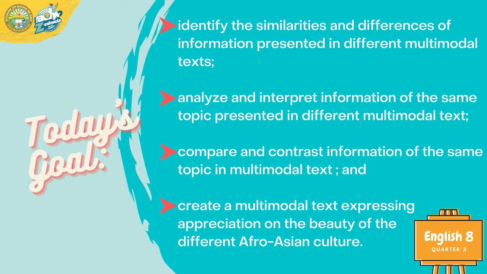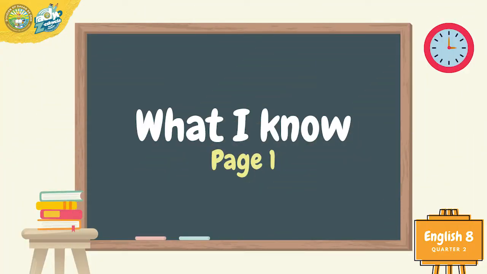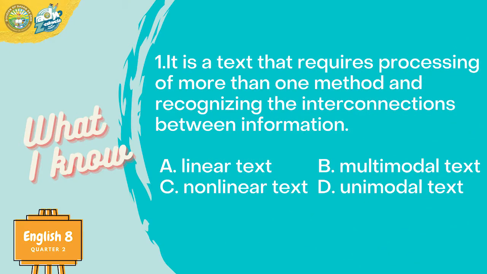Before we proceed to the different activities, let us check what you already know about comparing and contrasting different multimodal text. Now you write your answer on a separate sheet of paper. Are you ready? You'll be given 5 seconds to write your answer. Number 1, there is a text that requires processing of more than one method and recognizing interconnections between information.